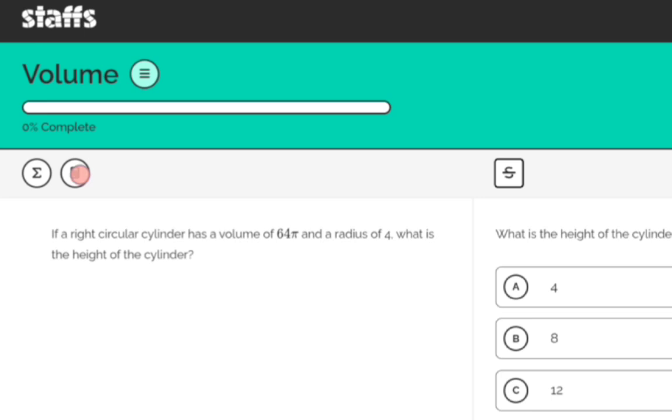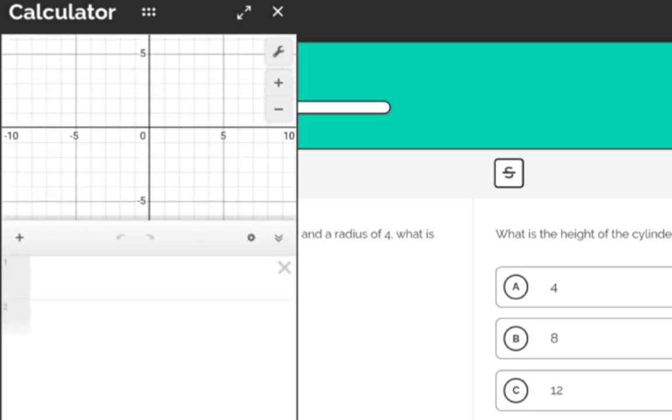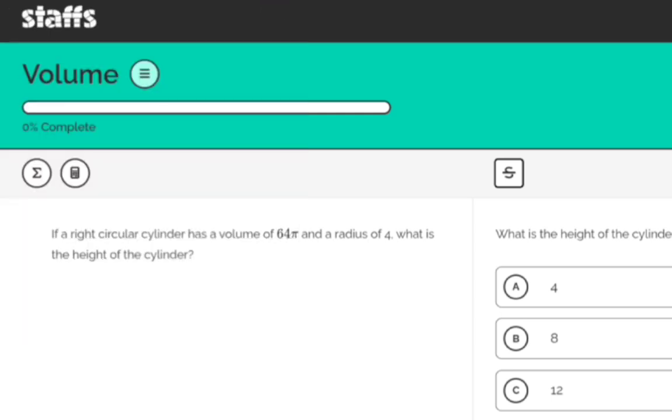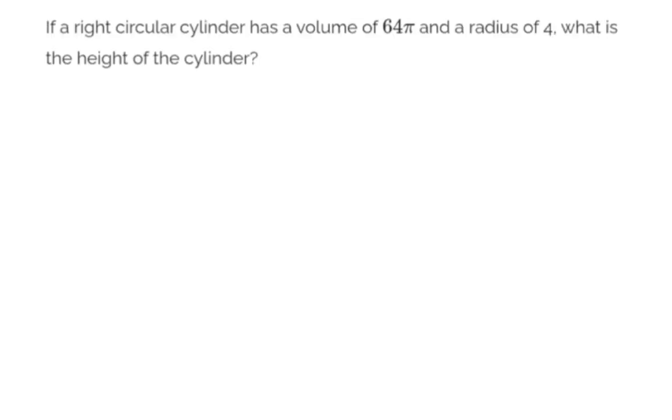Here they have also given us the Desmos calculator, which is going to be super important in helping you solve your questions very quickly, because we do not want to waste time in calculations or projecting the graphs. Now coming here, the question is: if a right circular cylinder has a volume of 64 pi and a radius of 4, then what is the height of the cylinder?